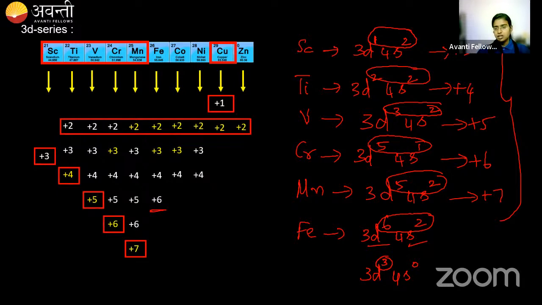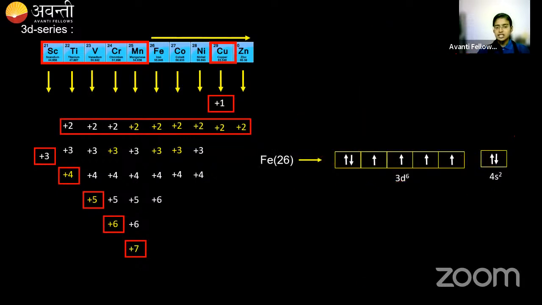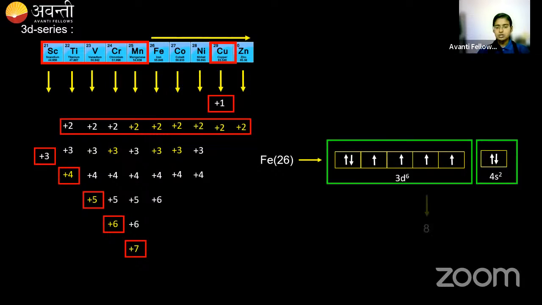Okay. Fine. Now let's move on to the post-transition series. Post-transition elements means from iron till zinc. If you take iron, it has the 3d6 4s2 configuration, so it has 8 electrons. As I have already told you, iron cannot have a +8 oxidation state.